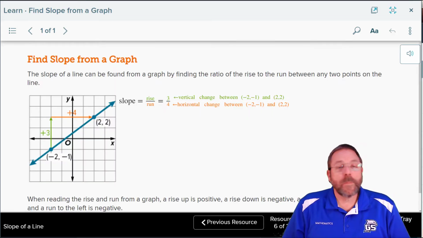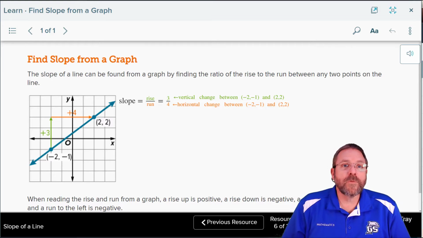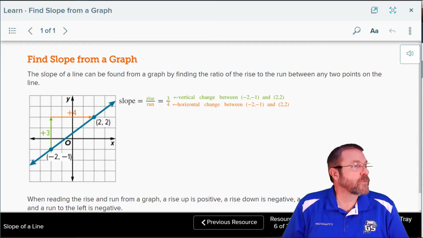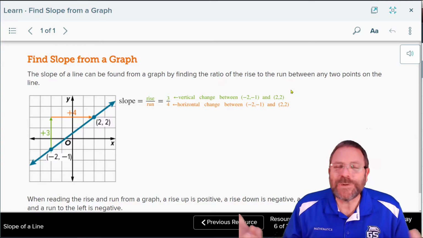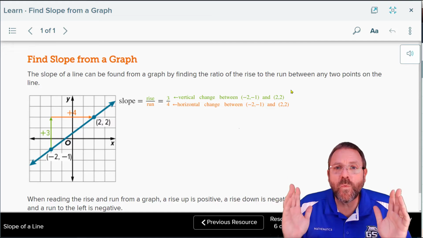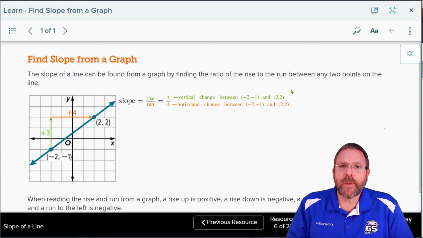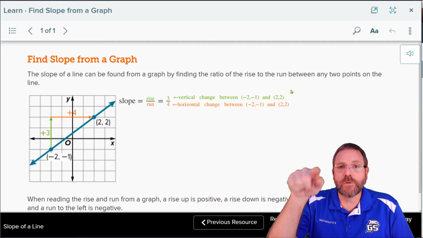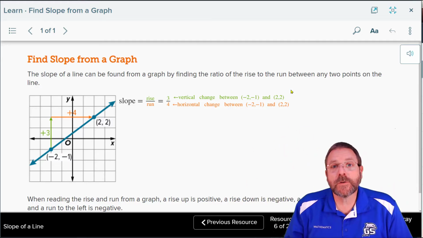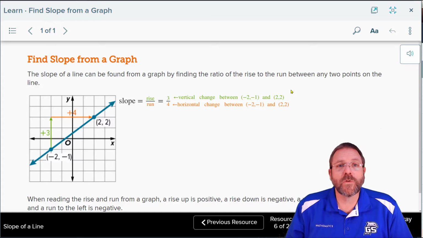Now, as we talked about before, the formula for slope is rise over run, and the slope can be found from a graph by finding that ratio of rise to run between any 2 points. It does not matter what 2 points you use. Remember when we did the 1 to 1, it gave me a slope of 1, and when I did the 2 to 2, it still simplified. 2 divided by 2 gave me a slope of 1.